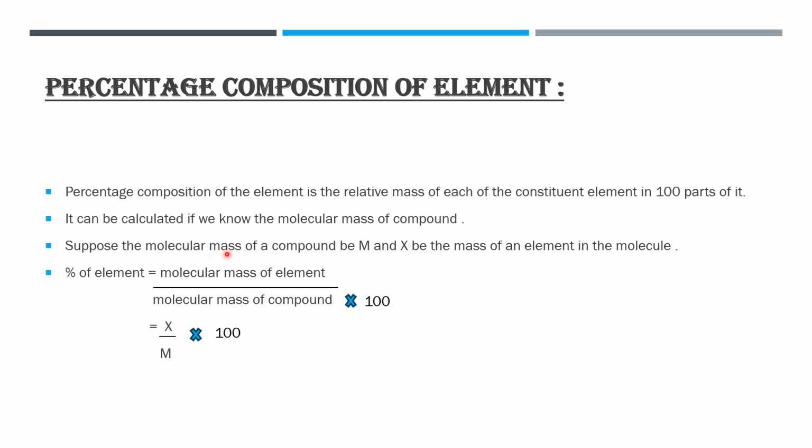The molecular mass is obtained by multiplying the atomic mass of each element by the number of its atoms and then adding them together. So we get the mass of the element in the molecule, x, divided by the molecular mass of the compound, m, and since we are calculating a percentage, we multiply by 100. So x by m into 100 is the percentage. This is the calculation of the percentage composition of that element.